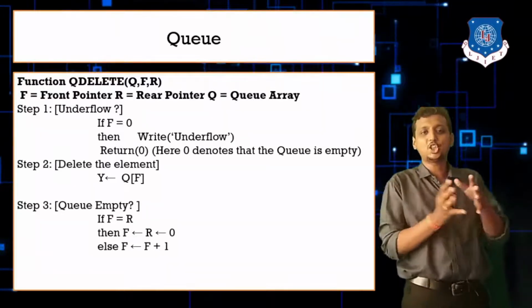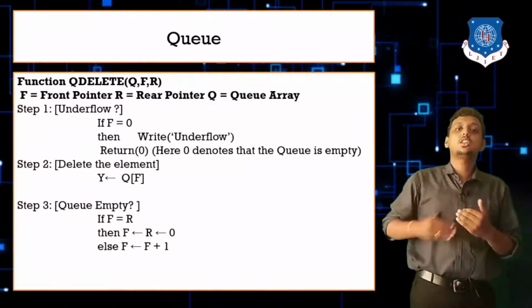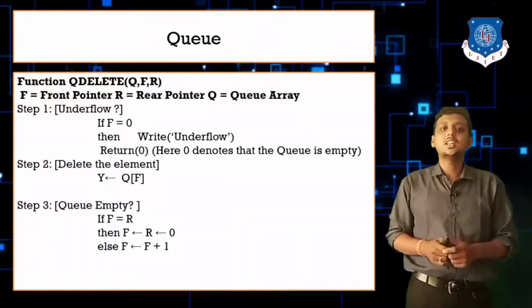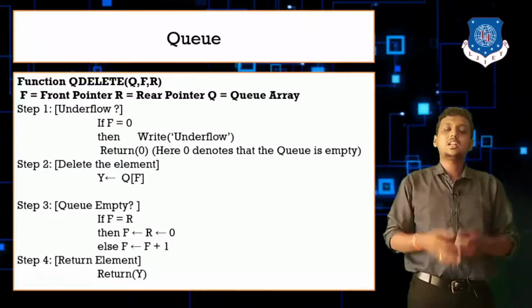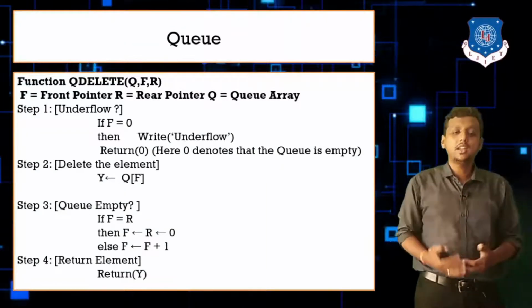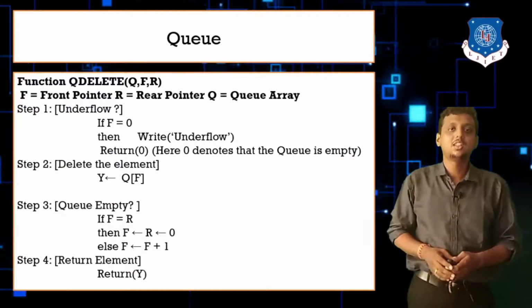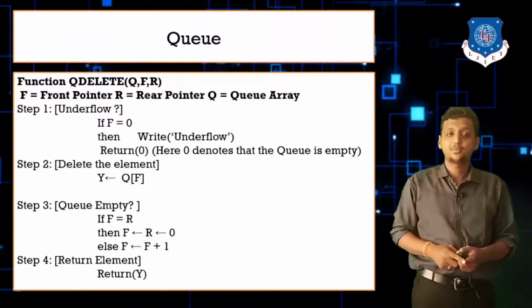It's not like a stack top that you need to decrement. Here you just need to increment the front pointer to the next position. We'll understand this step better in our example. Okay, so that's it. Last, you just need to return your y. Here we are returning something, that's why it's a function, QDelete. The previous one we were not returning anything, that's why it was a procedure.